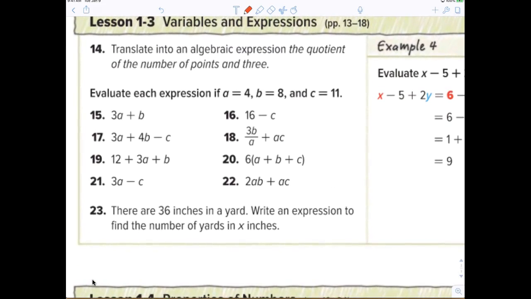Translate into an algebraic expression. Remember, algebraic and numerical. The only thing different is the algebraic, we're going to use a variable. All right? So what are we doing? Number 14. Quotient. What does quotient mean? Tell us. Yes, you're up. That's exactly correct. So what are we going to do here? How do we write this?